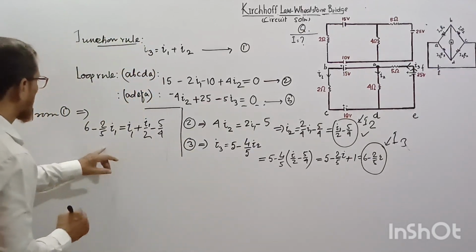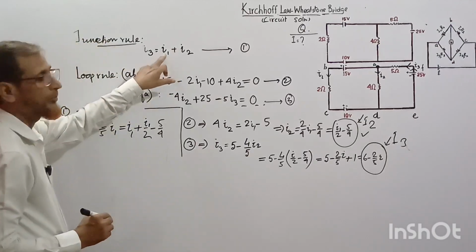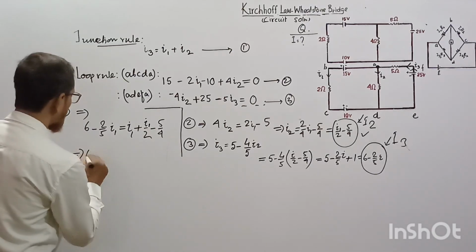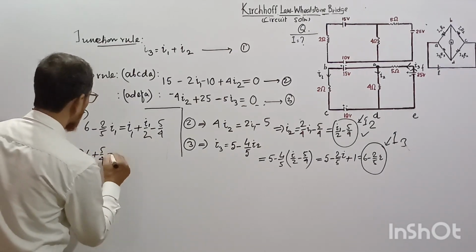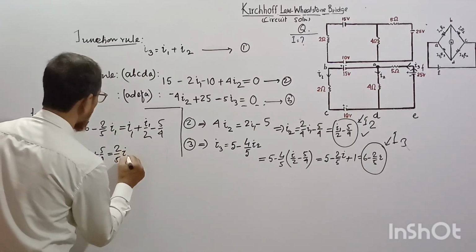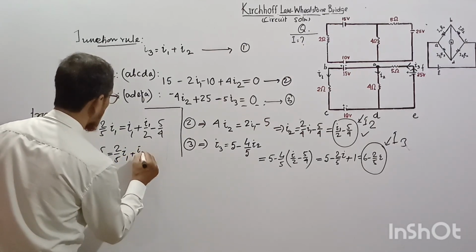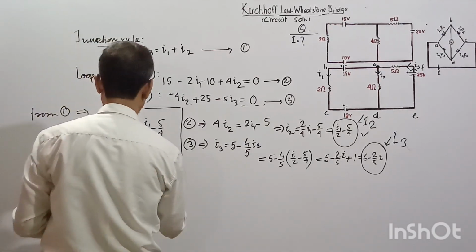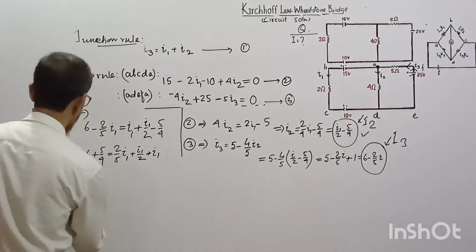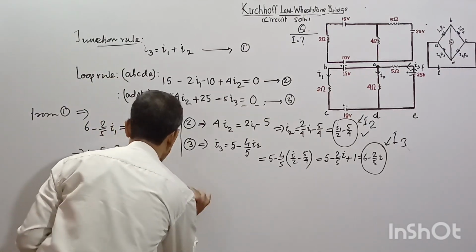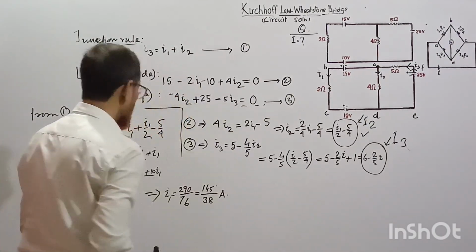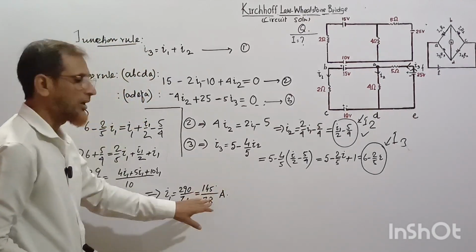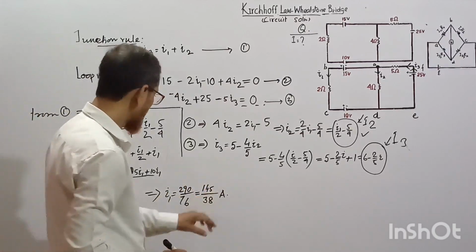So now we missed out I1, so I have placed here I1. So I have I1, I1, I1. So here you get 6 by 5 by 4 is equal to 2 by 5 I1 by I1 by 2 plus I1. So in this way I have that I1 is equal to this much. We have not preferred decimal here because we will get the exact answer.